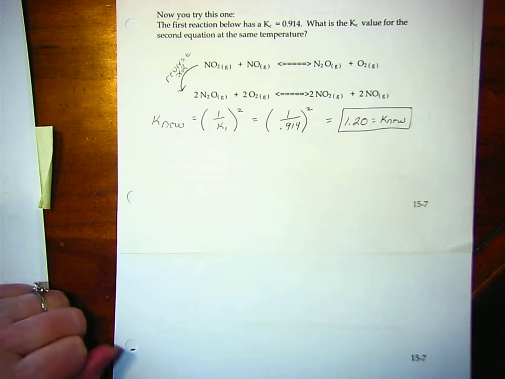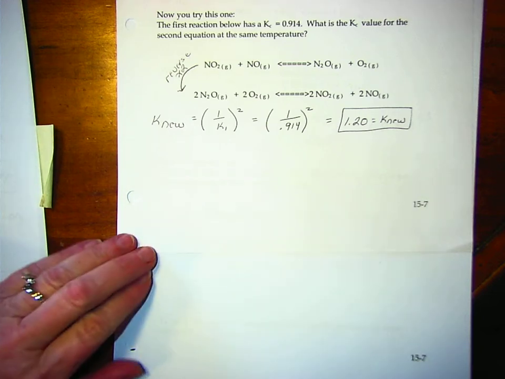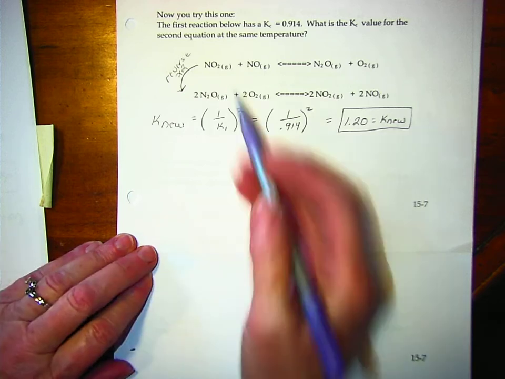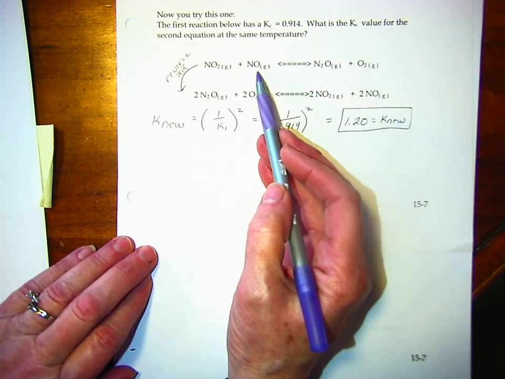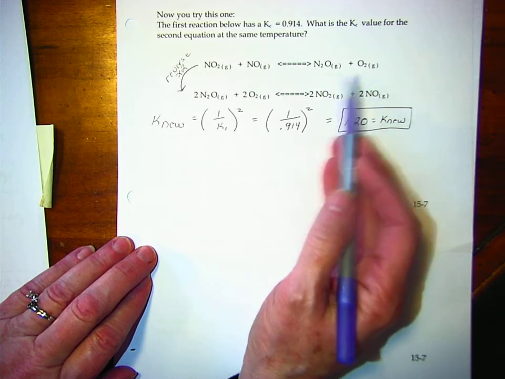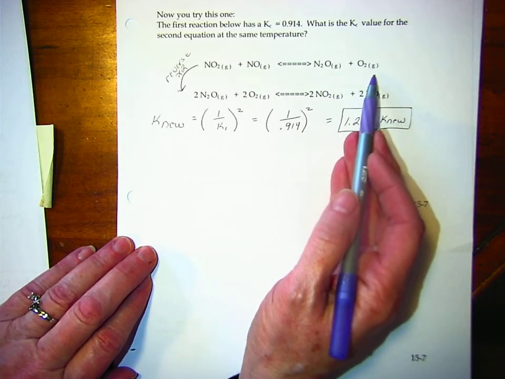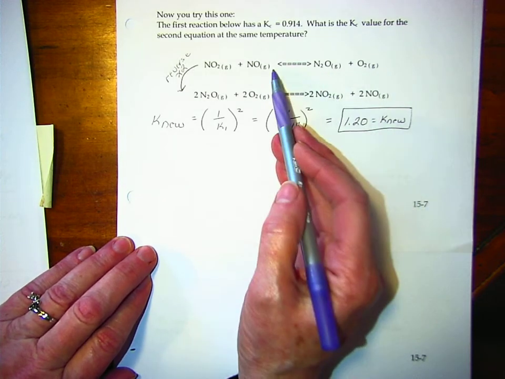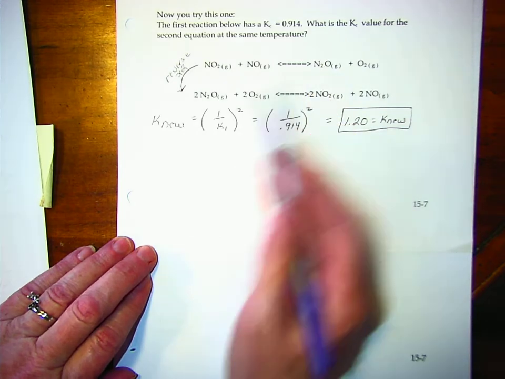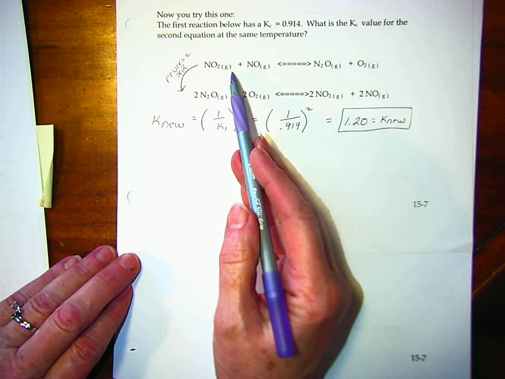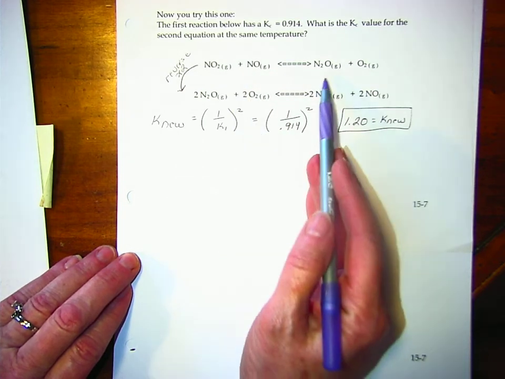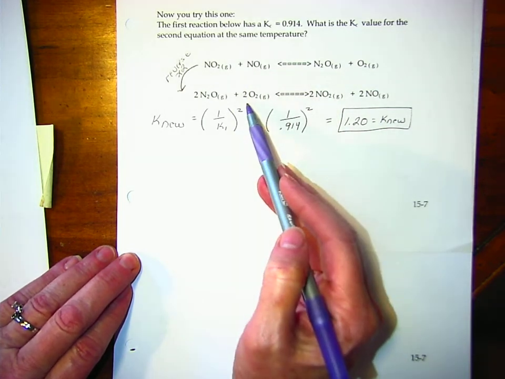Let's look at this problem you just finished on the bottom of page 15-7. In this case, we have 1 mole of NO2 gas reacting with NO gas to make N2O and O2. And we know that the K sub C is 0.914. So if we look at the second equation, we try and figure out how it's related to the first one. And it's been reversed and multiplied by 2.